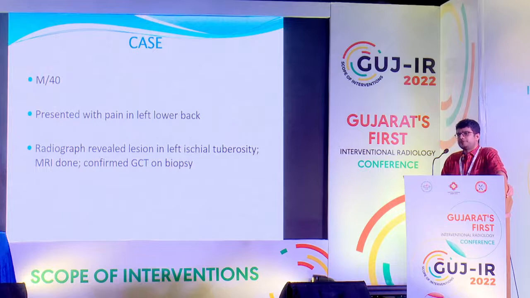Coming to the bone tumors, a 40-year-old male presented with lower back pain. Radiograph, X-ray, and MRI showed a large ischial giant cell tumor. Ischial giant cell tumors are best operated on and resected, but in giant cell tumor, there is too much vascularity. So we do a pre-op embolization, and it helps in surgery and reduces vascularity.